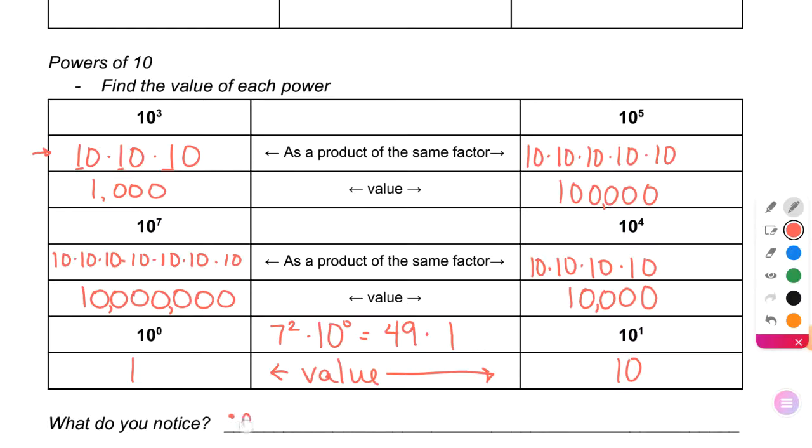Kendall, what else do you notice? All of them are 10s. When we write them as a product, yep, you are correct. But we're not going to write that one. She said that they're all 10s when we write it as a product of the same factor. She's right, but we're wanting to see, what do we notice about this compared to that? The power compared to the value. There's something else I want you to notice.